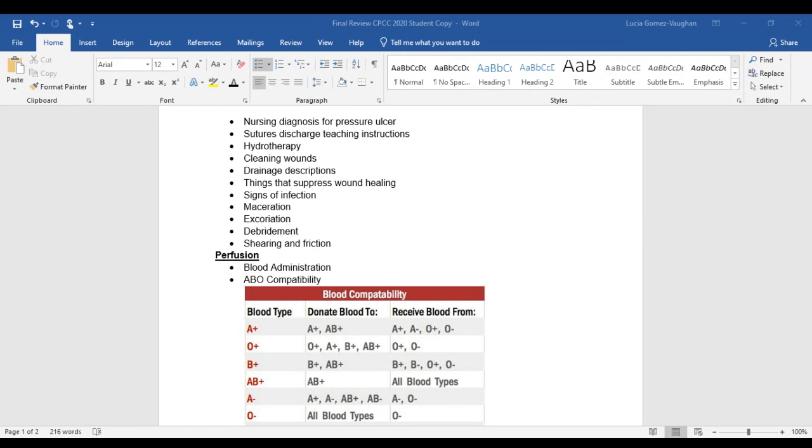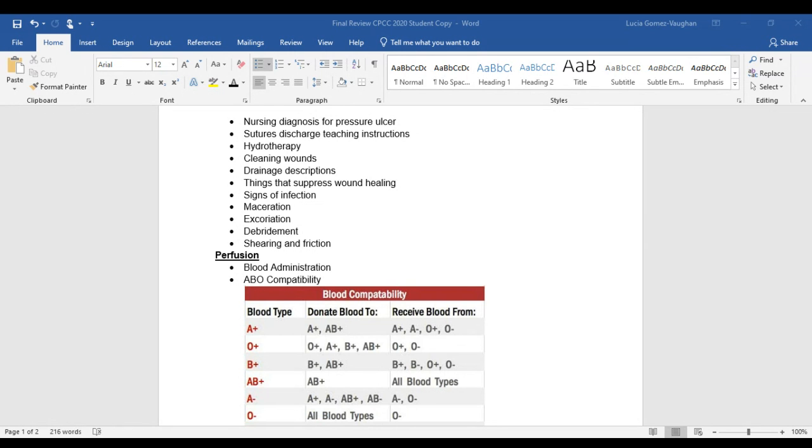So serous drainage is thin in consistency and it's clear in color. Serosanguinous is thin and watery in consistency, but pink to light red in color. Sanguinous is a thin consistency, but bright red in color. Purulent is either thin or thick in consistency. It can be tan to yellow in color. And our purulent drainage, again, that's our drainage that I'm suspecting infection.